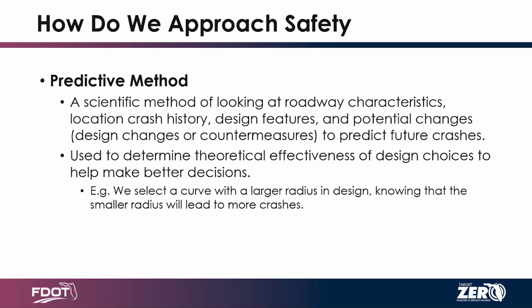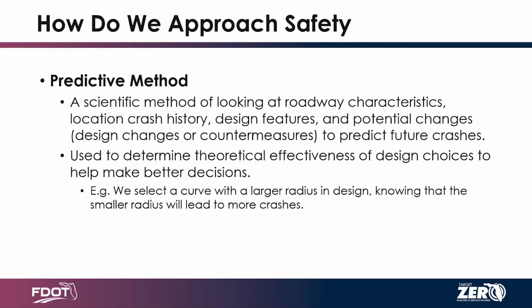The predictive method. It's a scientific method of looking at roadway characteristics, crash history, design features, and potential changes to predict future crashes. It's used to determine the theoretical effectiveness of design choices to help make better decisions. PD&E, for instance, would be a good place to use this, right? So let's say you're doing a 2 to 4 lane widening, you're changing the character of the road. You have a 2-lane unseparated road. Now you have 4 lanes with medians. The character of the road is completely different.